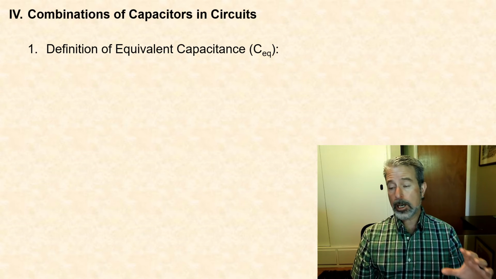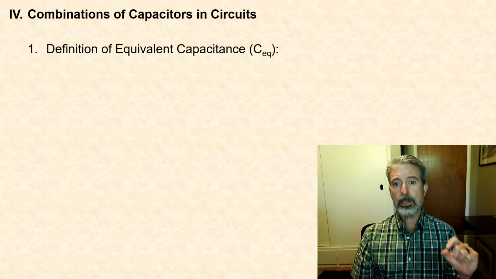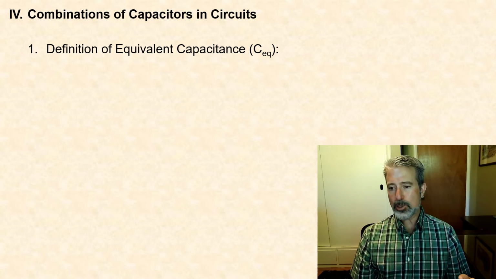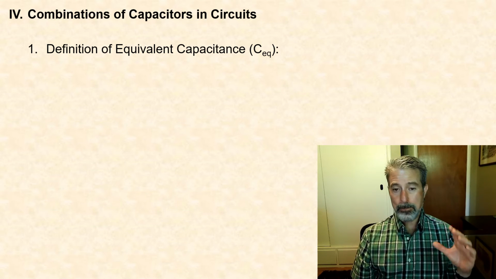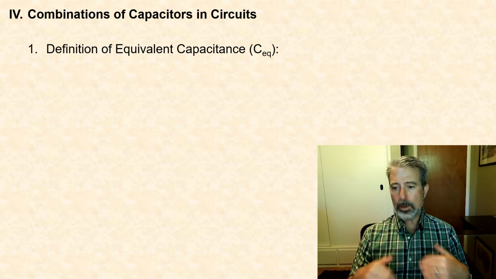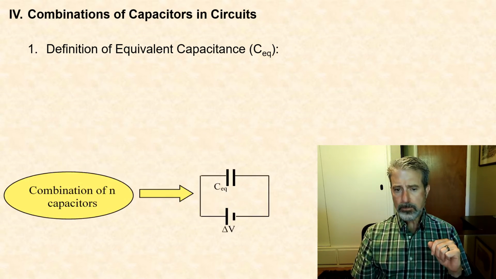So in this unit we're talking about capacitors, but in a couple of weeks we'll be talking about a different circuit component that we call a resistor. And the concept of effective or equivalent capacitance will be replaced with the concept of equivalent or effective resistance. So the basic idea behind the concept is quite useful, and it's a concept that we'll return to as well. So let's take a look at what we mean here.